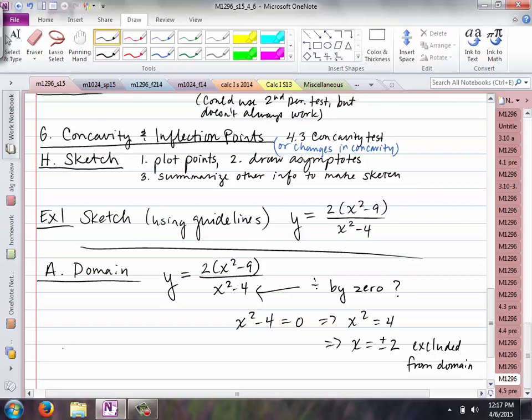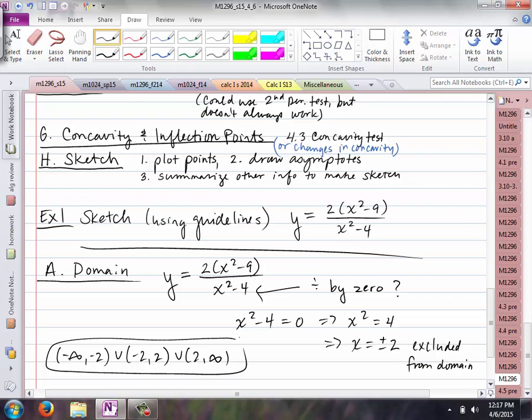So here we go. I'm going to write this out in interval notation. Negative infinity to negative 2, union negative 2 to 2, union 2 to infinity. Okay, questions on domain?